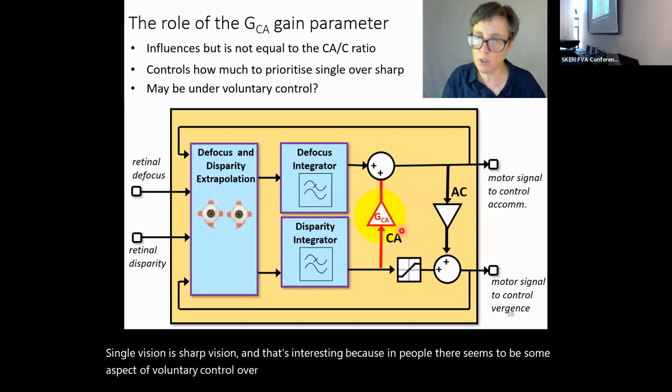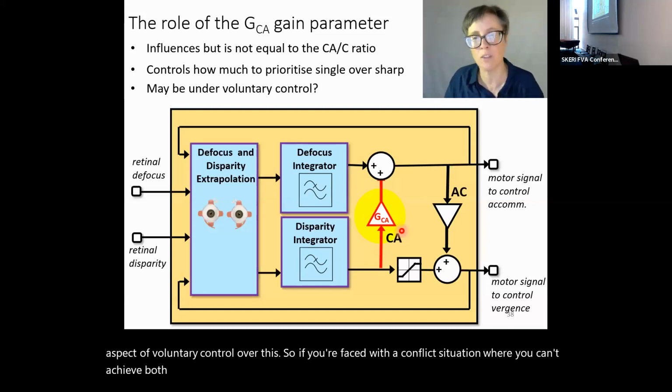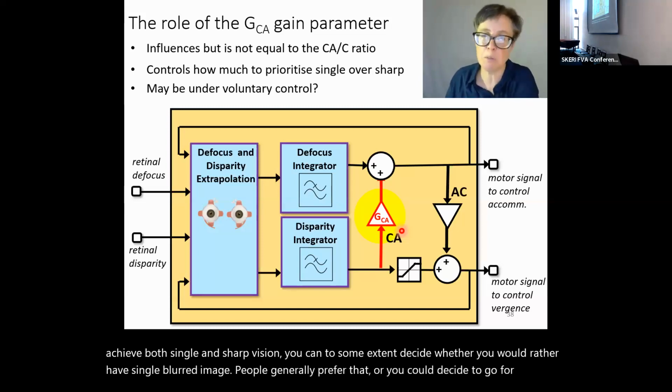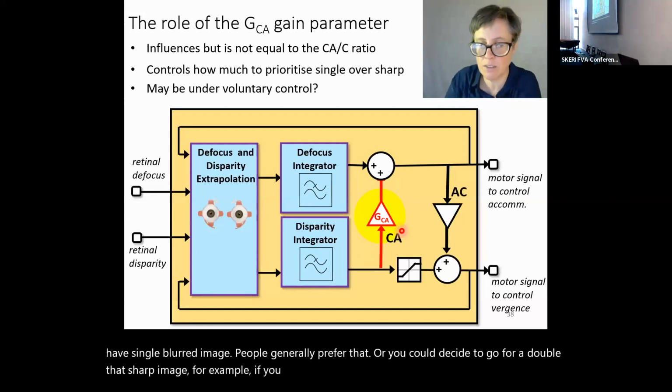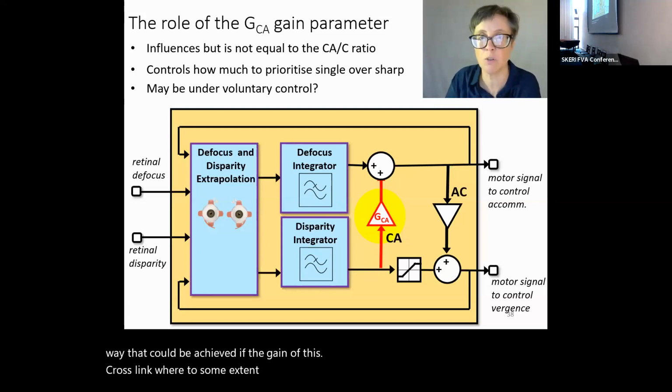If you're faced with a conflict situation where you can't achieve both single and sharp vision, you can to some extent decide whether you would rather have a single blurred image, which people generally prefer, or you could decide to go for a double but sharp image, for example, if you were very keen to read the text. And our model suggests a way that could be achieved if the gain of this crosslink were to some extent under voluntary control.